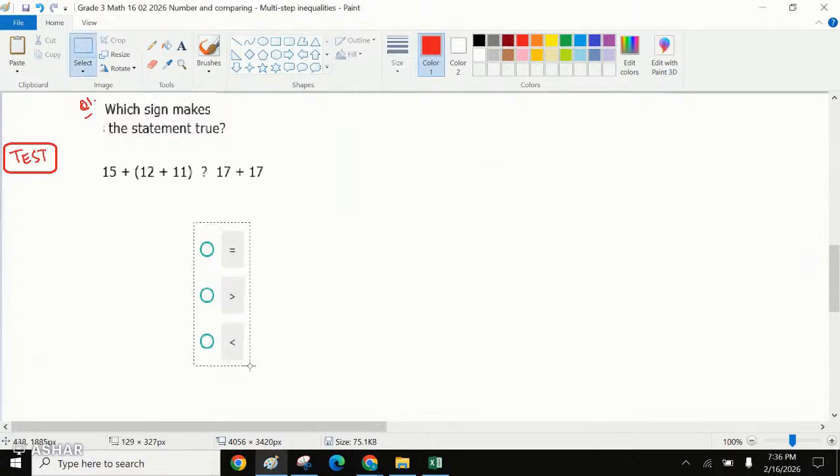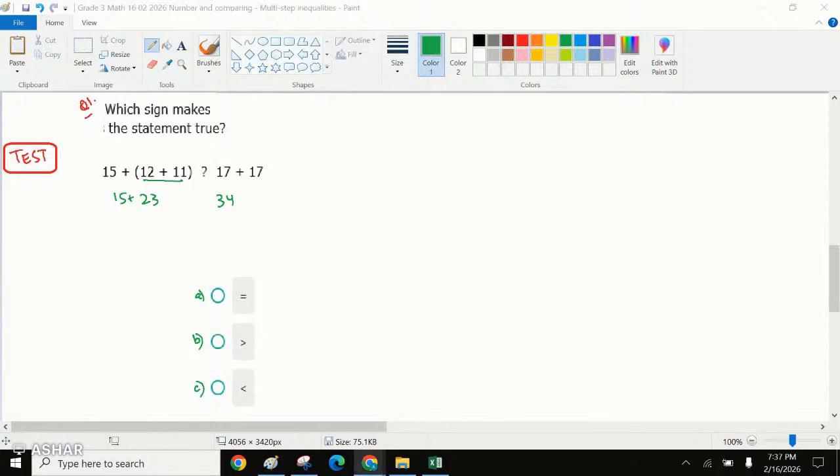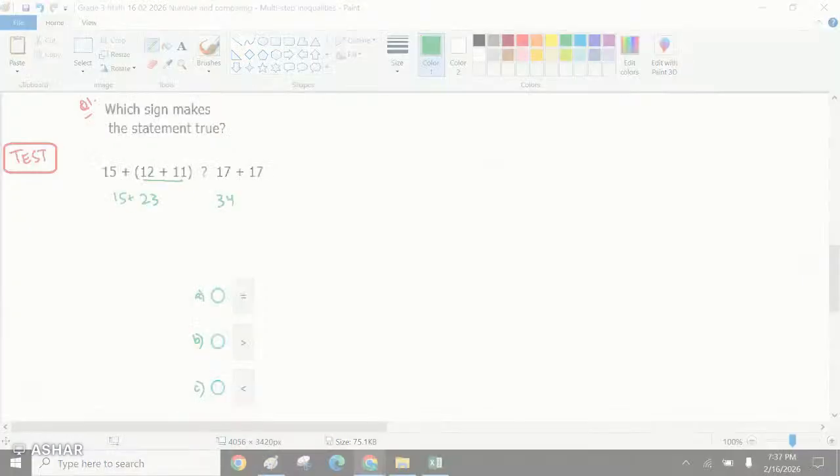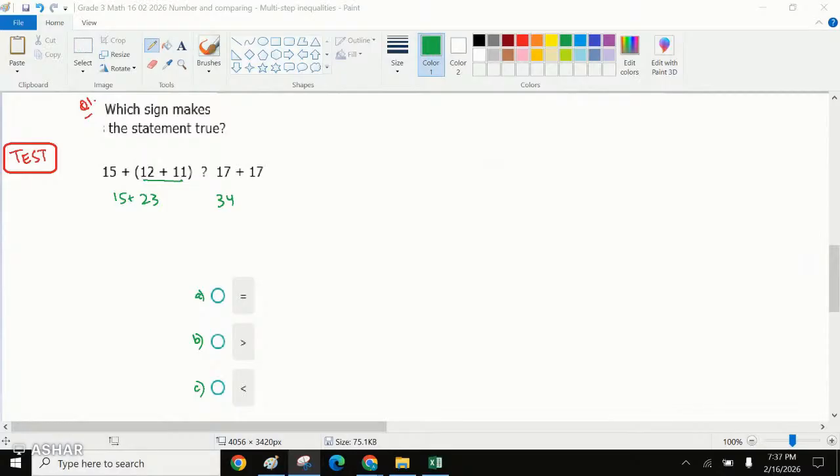Which sign should be correct? Let's solve this. 15 plus this is 23. This is 34. Which option is correct? A, B, or C? Perfect. Option B. Thank you.